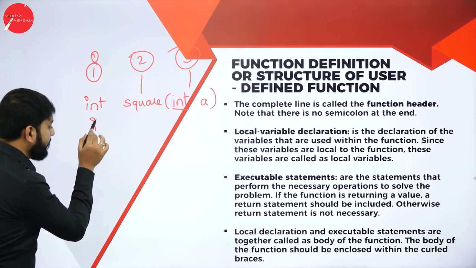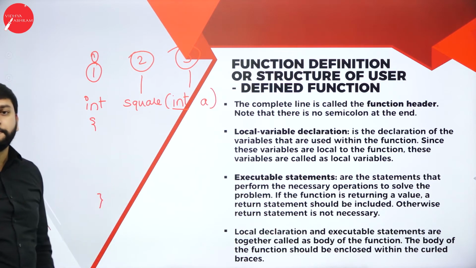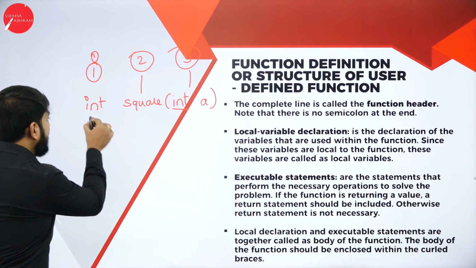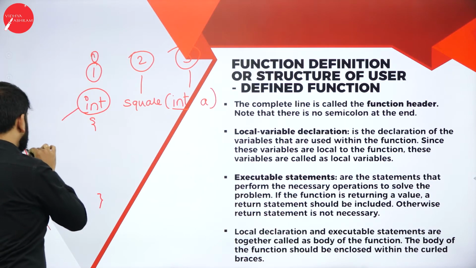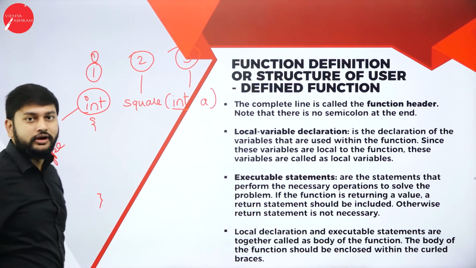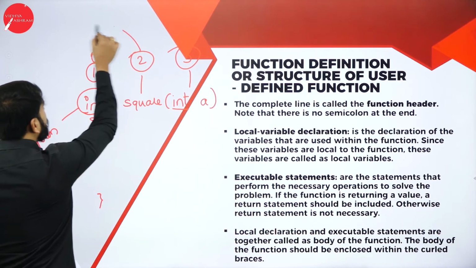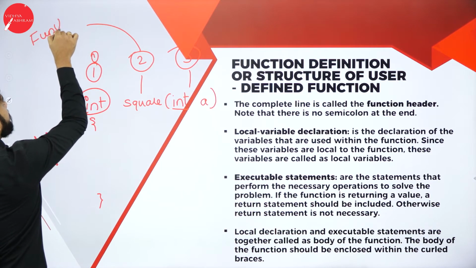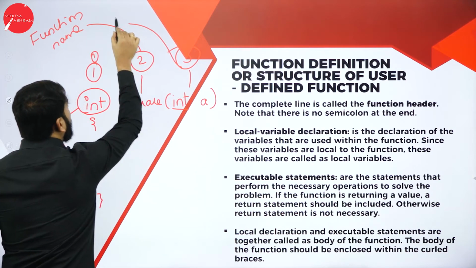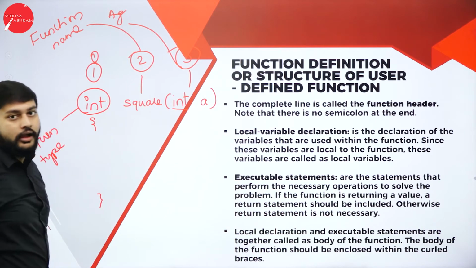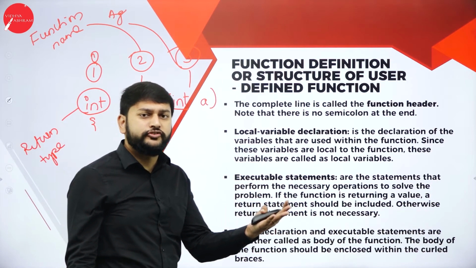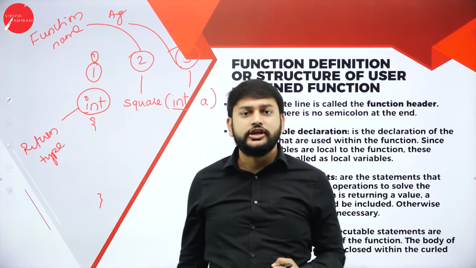So I have to open the flower bracket and I have to close the flower bracket. Is that clear? So fine. This is what I will call the return type. This is the function name. This is the arguments. How many arguments should I set? It depends on your program. N number of arguments, if you want, you can send. That's what you need to understand.